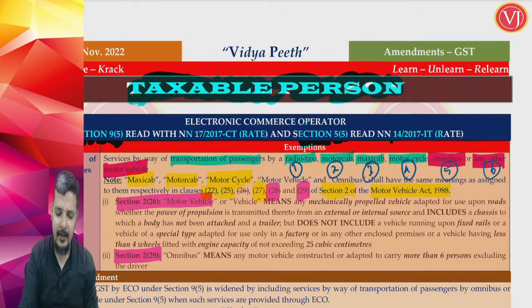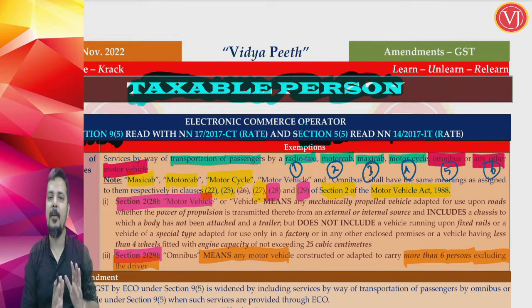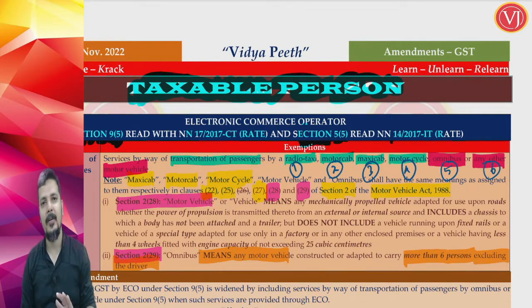The omnibus definition is very clearly defined: omnibus means any motor vehicle constructed or adapted to carry more than 6 persons excluding the driver. So you're talking about more than 6 persons means omnibus. They're talking about big buses also being covered here. There was a doubtful scenario whether buses will be covered here, but now they have said that omnibus will be very much covered here.